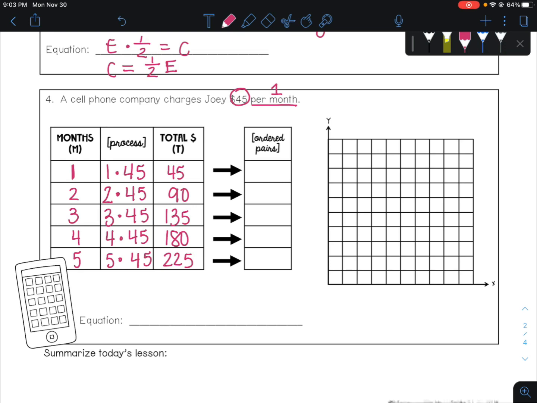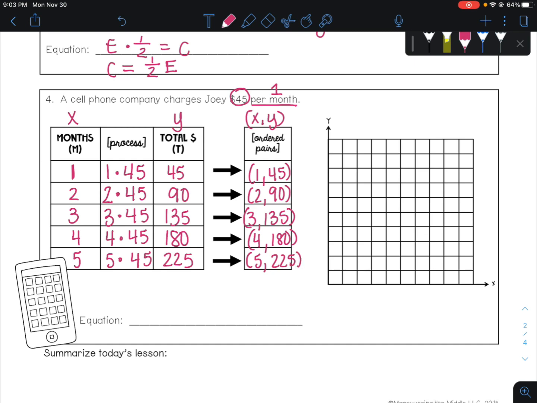So now that we've got those multiplications in, we can go ahead and do our next step, which is to fill out our ordered pairs. So remember, X, Y, always in that order. So we're going to do X, Y for our ordered pairs. 1, 45, 2, 90, 3, 135, 4, 180, and 5, 225.